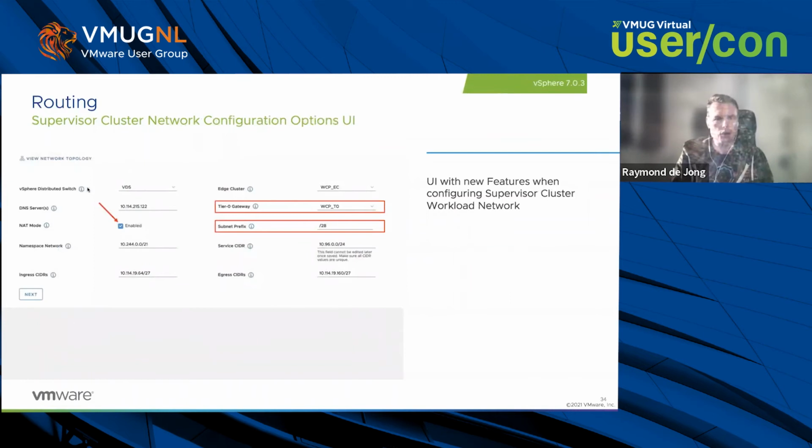So how it looks in the UI, when you create the supervisor cluster, the arrow points to the NAT mode. By default, it's enabled. And the two boxes highlight the tier 0 gateway you can select. So that points either to a tier 0 or tier 0 VRF. And the subnet prefix you can configure.